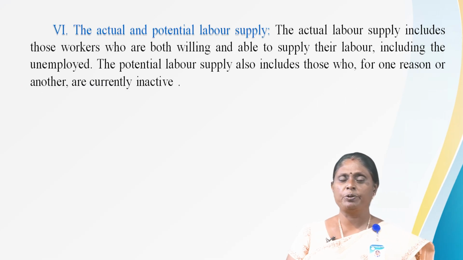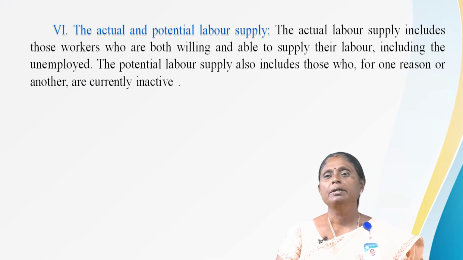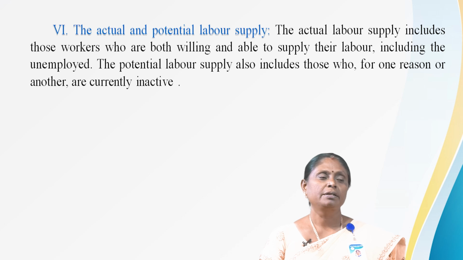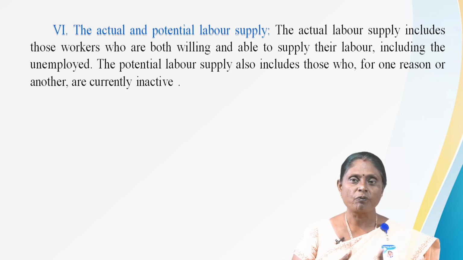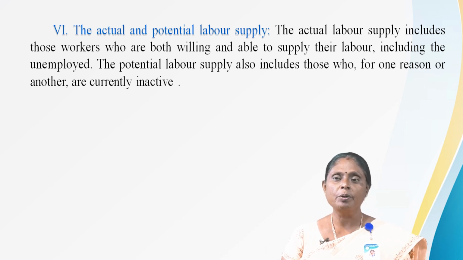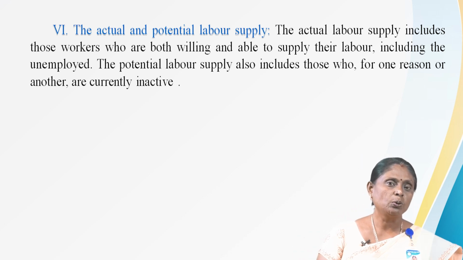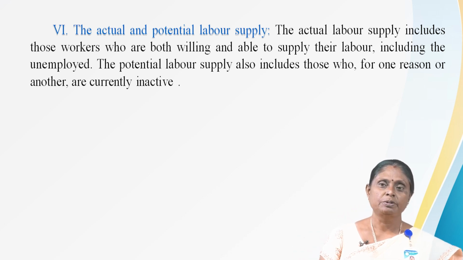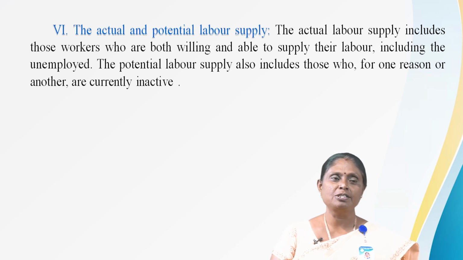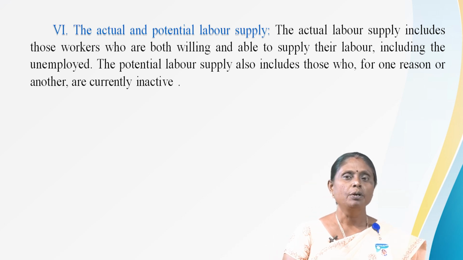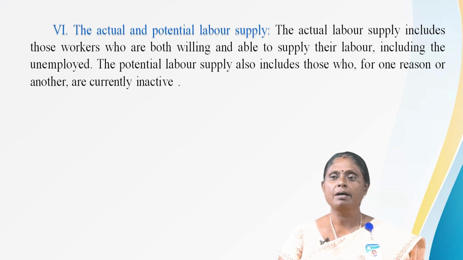Next, the actual and the potential labor supply. The actual labor supply includes those workers who are both working and able to supply their labor, including the unemployed. The potential labor supply also includes those who, for one reason or another, are currently inactive.